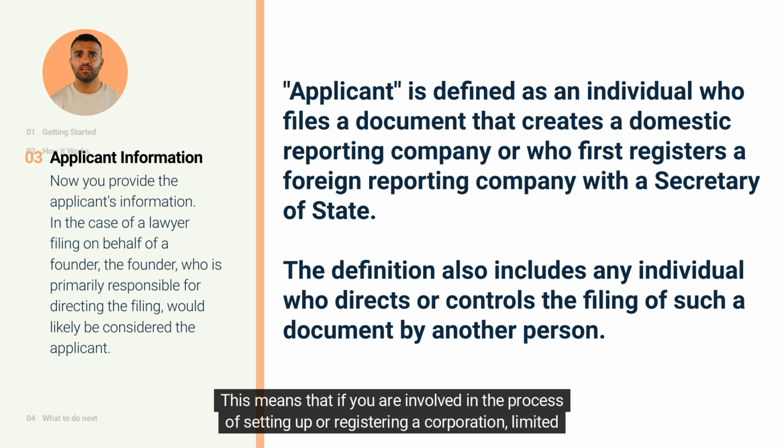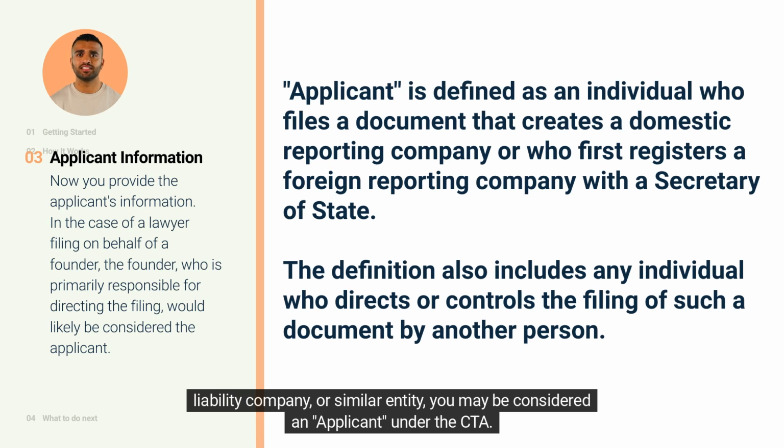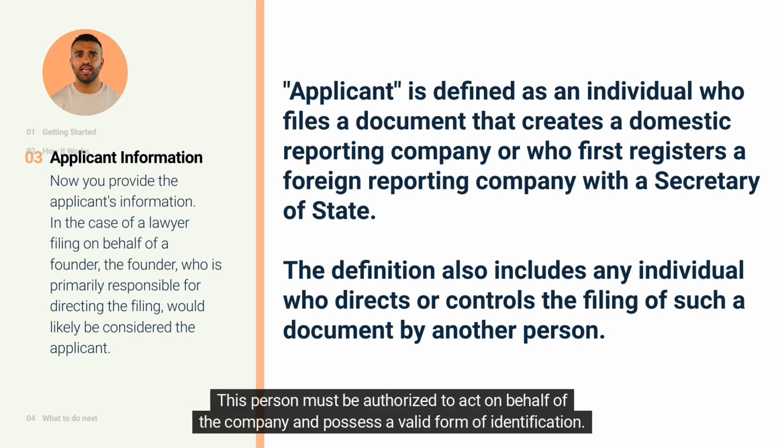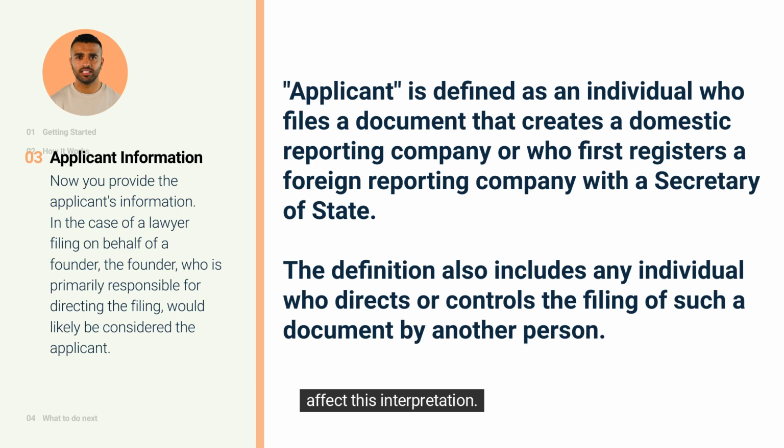This means that if you are involved in the process of setting up or registering a corporation, limited liability company, or similar entity, you may be considered an applicant under the CTA. This person must be authorized to act on behalf of the company and possess a valid form of identification. Remember, this is a complex area, and the specific circumstances of the company formation could potentially affect this interpretation.